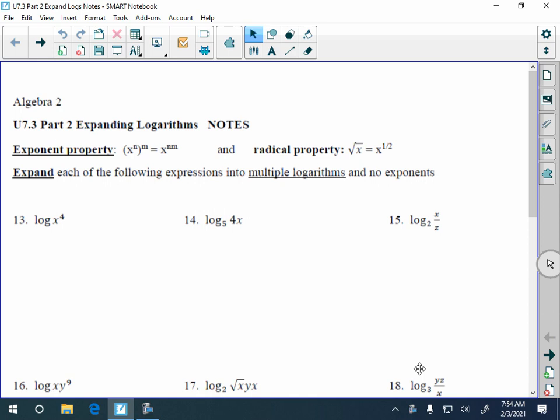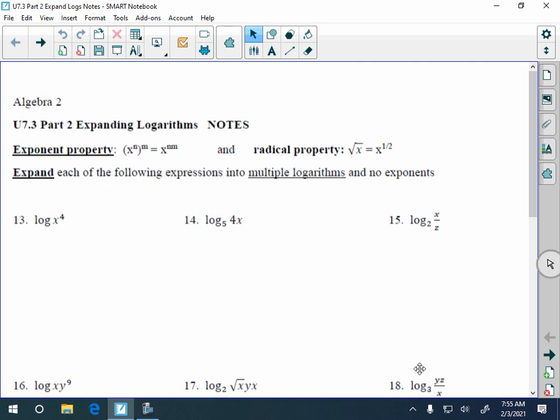So there's a couple properties we want to remember because they come up occasionally. And so this exponent property, x to the n raised to the m power. When you have an exponent raised to another exponent, you can multiply the exponents together. And then this radical property we saw in the last lesson. When we have a square root, that can be changed to a fractional exponent. So square root x equals x to the 1/2. The cube root of x is x to the 1/3, and so on. So anytime you see a radical, you can change it to a fractional exponent.